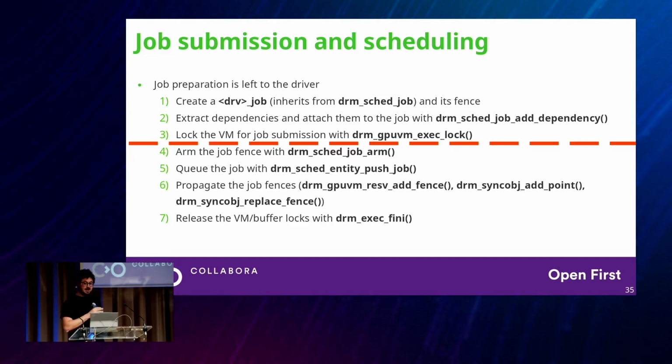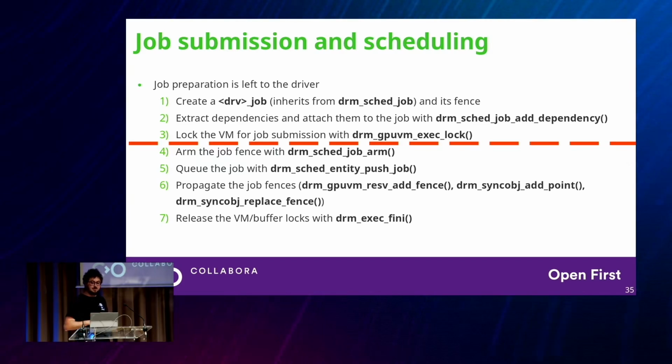Job submission, I don't think I need to go over it in too much detail. We've seen it with the sequence diagram I showed earlier. But for each and every step I described, there is a specific either DRM GPU VM function or DRM sched function. So for each of them, you'll have helpers that help you deal with what's most complicated there.